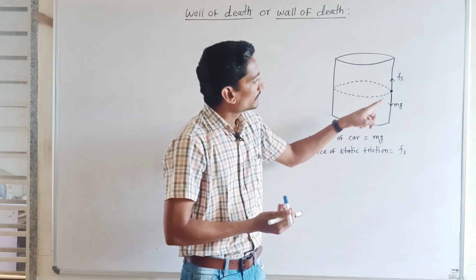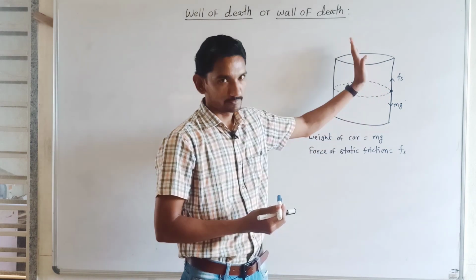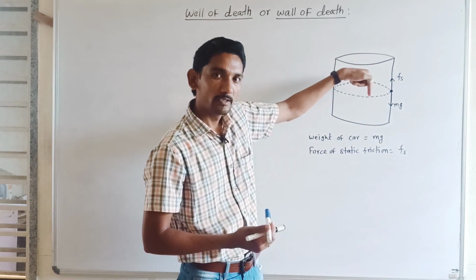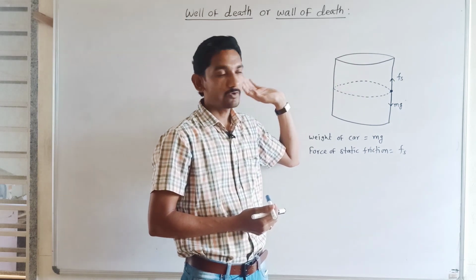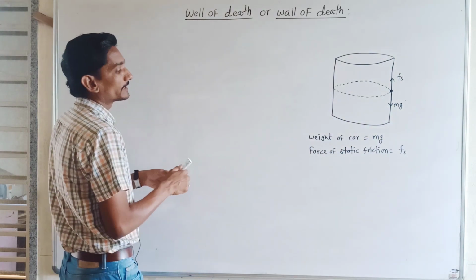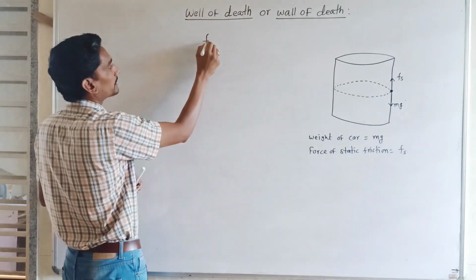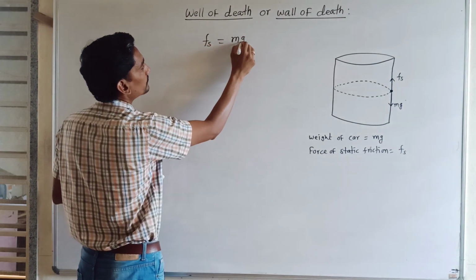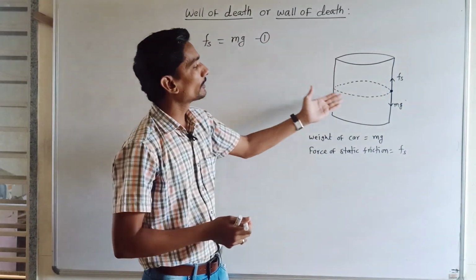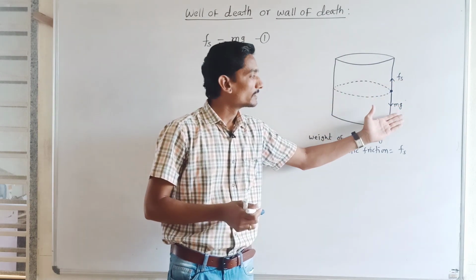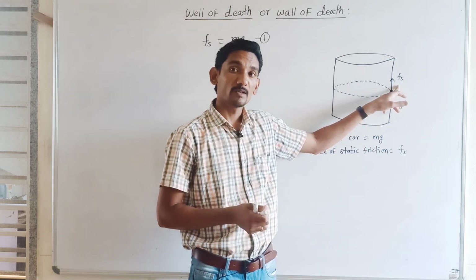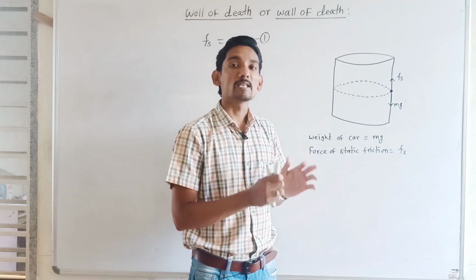The force of static friction is along the wall in the vertically upward direction, and mg is along the wall in the vertically downward direction. These two forces balance each other, and therefore we can write Fs equals mg. So the force of static friction and the weight of the car balance each other. That means the force of static friction prevents the car from sliding.